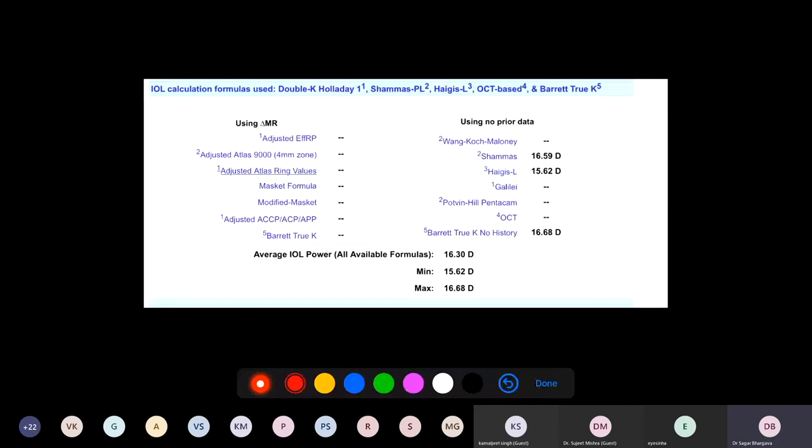Now, just to go a little deeper into this, what it does is it basically uses the Double K, Holladay 1, Shammas, Haigis, OCT-based and Barrett True K formulas. Now, remember I told you about the Double K formula. The Double K formula is used in one or two strategies here, which I'm just marking. Out of these, Barrett True K is most popular, Shammas is more popular and Haigis is more popular. And this is how you get the value.